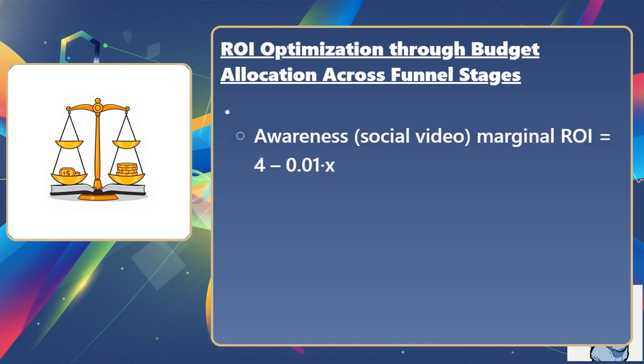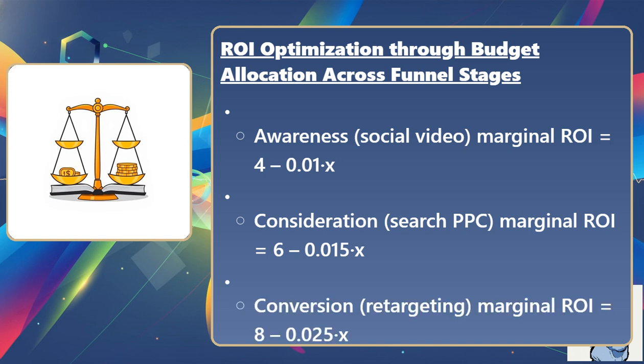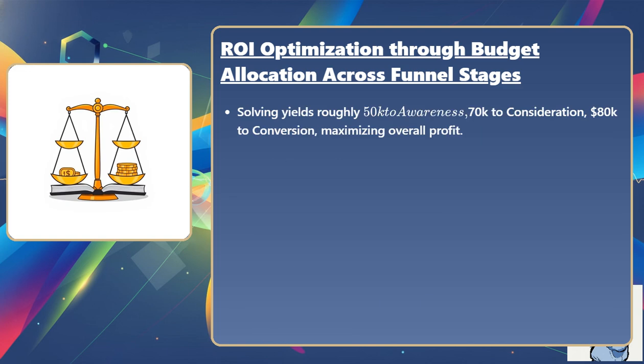Awareness, social video: marginal ROI equals 4 minus 0.01 times x. Consideration, search pay per click: marginal ROI equals 6 minus 0.015 times x. Conversion, retargeting: marginal ROI equals 8 minus 0.025 times x. Solving yields roughly $50,000 to awareness, $70,000 to consideration, $80,000 to conversion, maximizing overall profit.